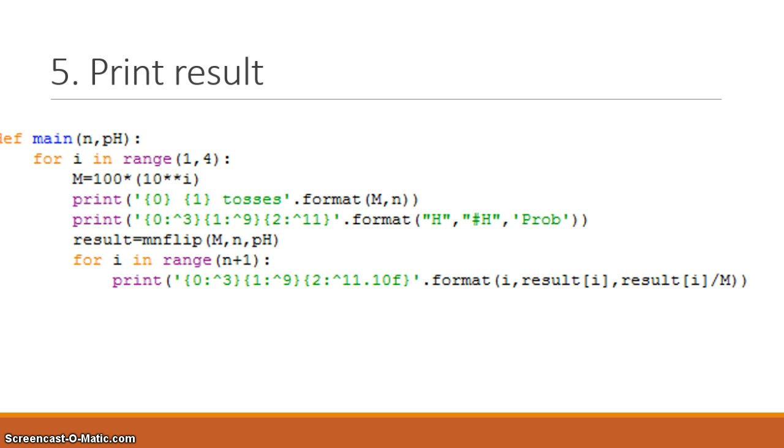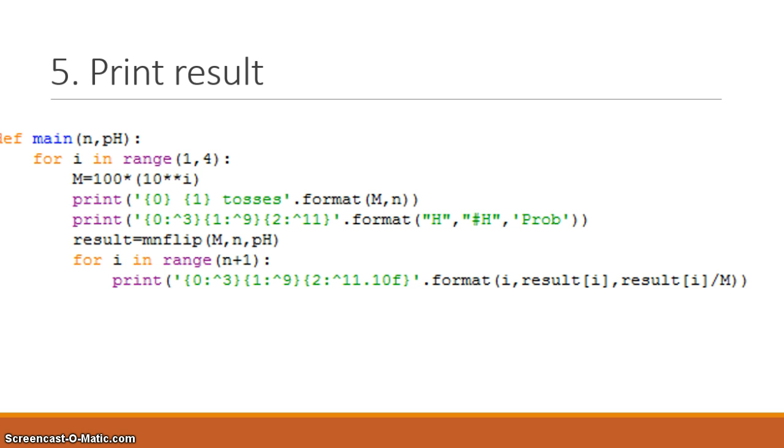Then I print the title and I set the result equal to m flip. So the result here now is a dictionary with the key being the number of heads, and the value being the number of times that count happened.